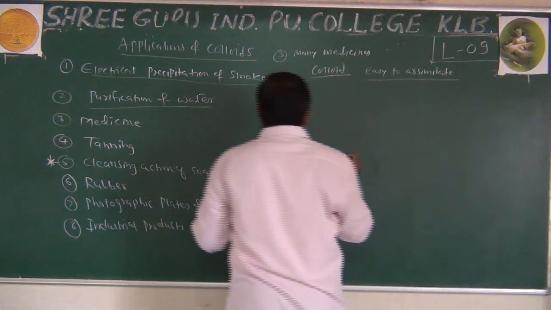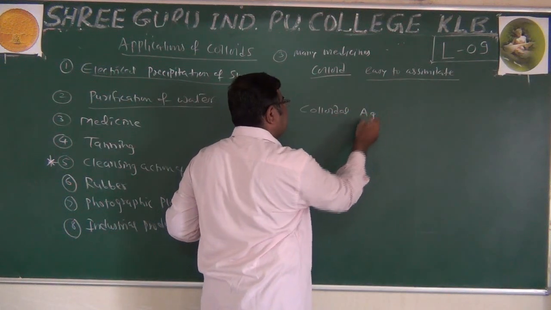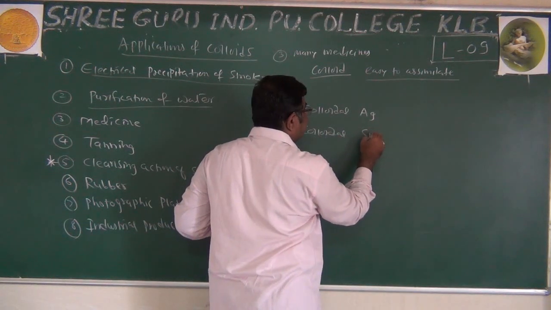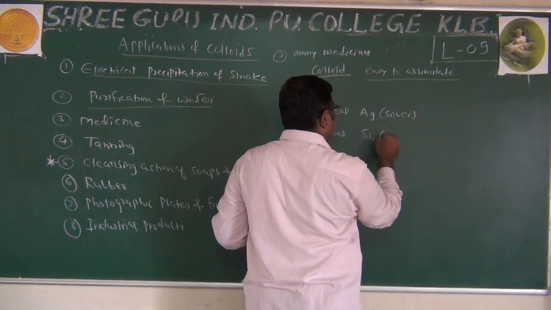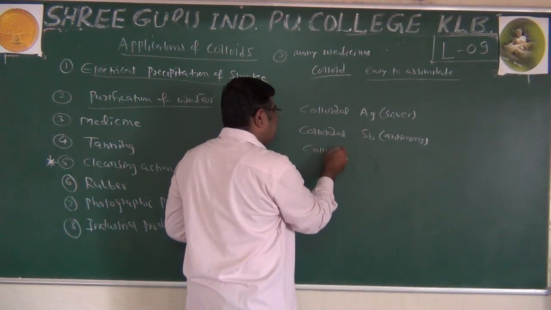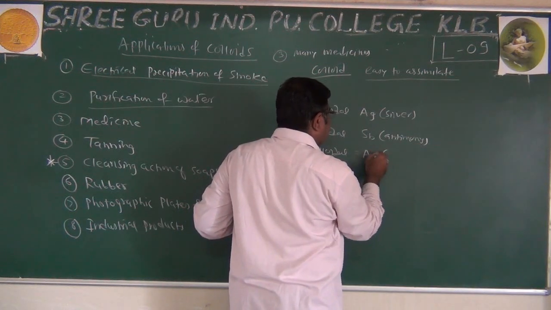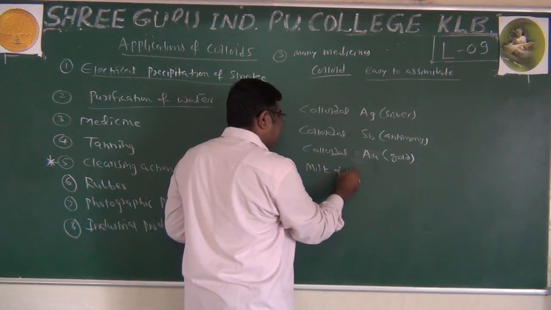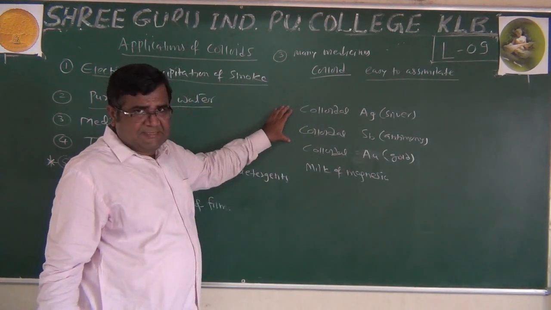There are 4 examples. One is colloidal silver, colloidal antimony, Sb. This is silver, this is antimony. Colloidal gold, and milk of magnesia. These are all colloidal medicines.